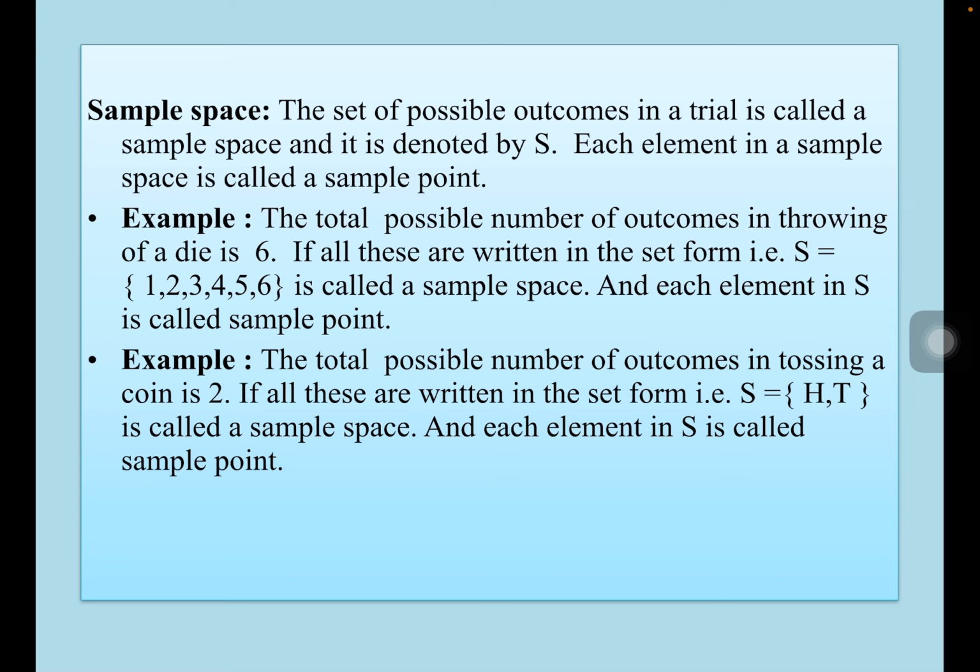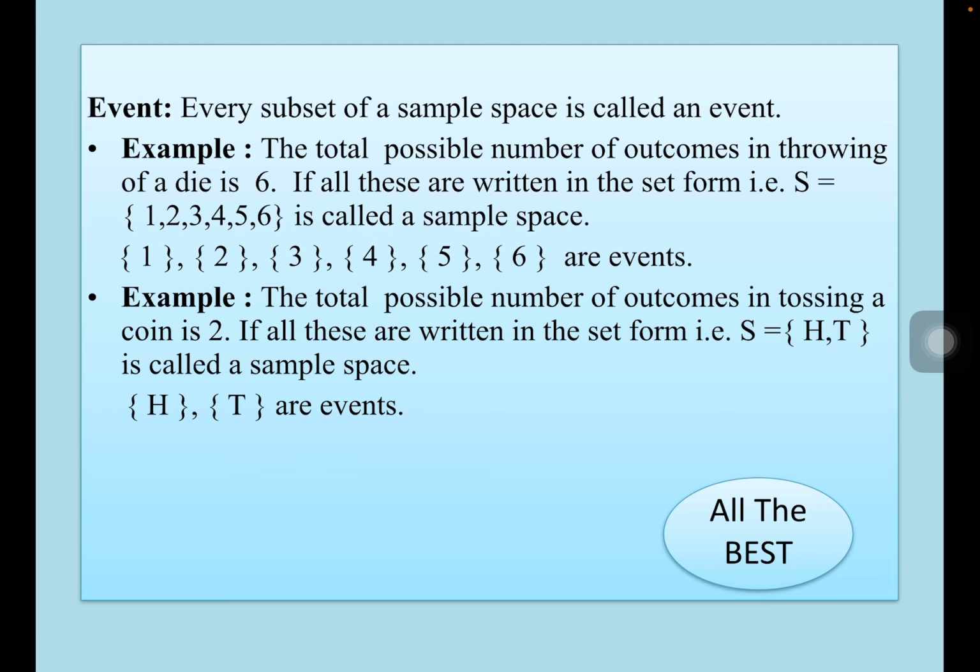Event. Every subset of a sample space is called an event. Again, under set theory, these are the terms we use. So, for example, the total possible number of outcomes in throwing a die are 6. If all these are written in a set, it will be 1, 2, 3, 4, 5, 6. Okay, then, how they are events? Set 1, set 2, set 3, set 4, set 5, set 6. All these are called events.